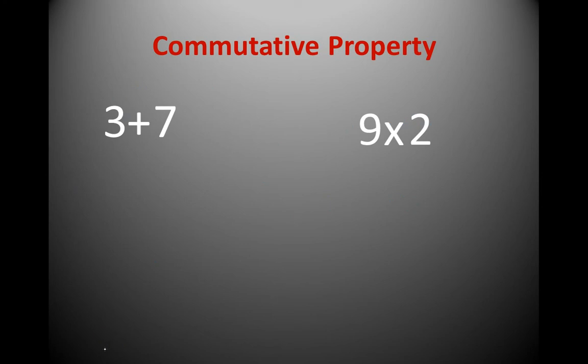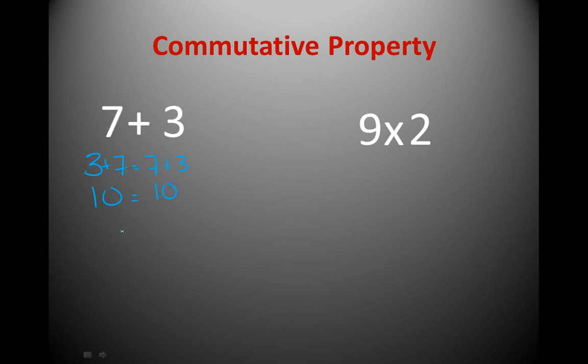The commutative property. The commutative property allows me to do one thing. What the commutative property allows me to do is to take 3 plus 7, which is equal to 10, and swap those numbers and say 7 plus 3, which is equal to 10. So oftentimes we write it out like this: 3 plus 7 is equal to 7 plus 3. And again, we saw that both of these are equal to 10.